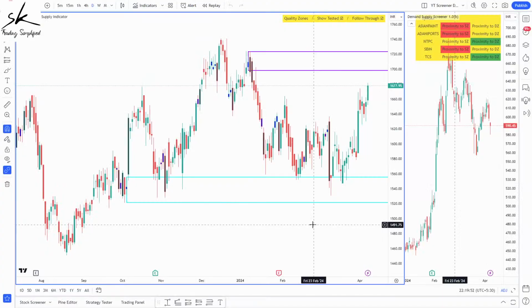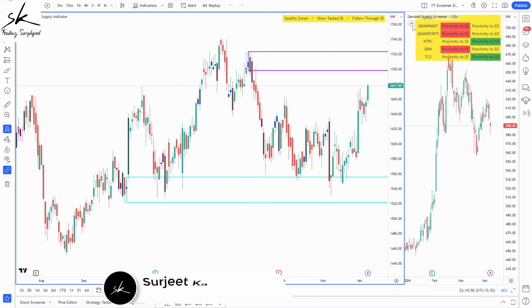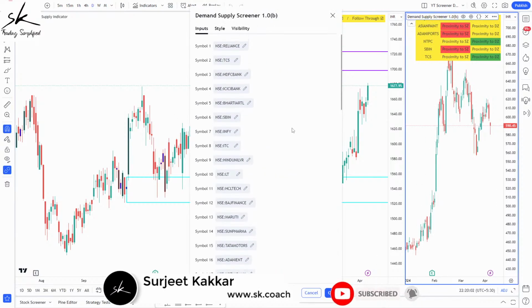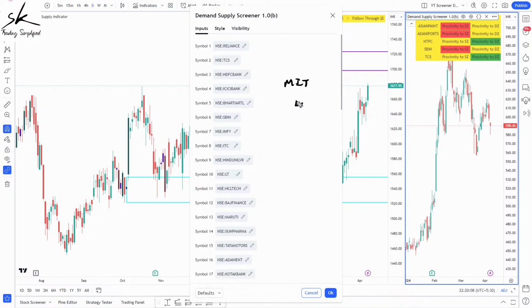So here you can see that I have a two chart layout. On one chart, I have applied the screener. And in this screener, I have given a list of about 40 symbols. So let's assume that I'm a person who is planning MIT trades. Now, as an MIT trader, what I want is, okay, I have given a list of 40 stocks, but I don't want to waste my time analyzing 40 symbols.